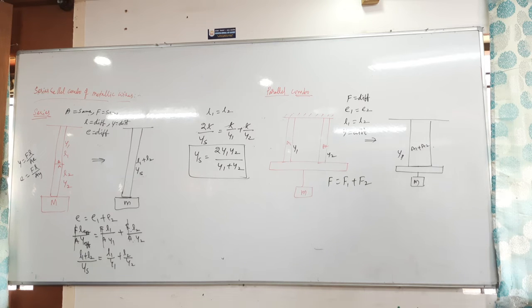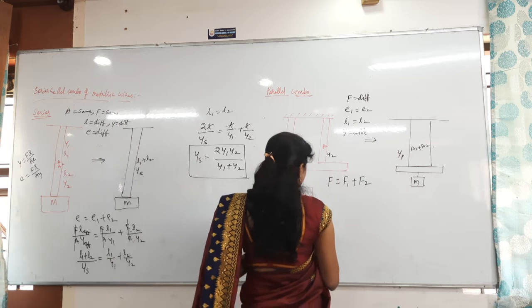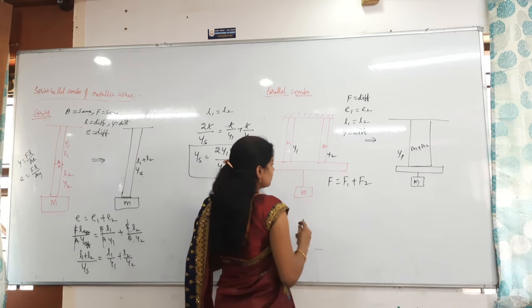Y_p is equal to what? What is the formula? Y1 A1 plus Y2 A2 divided by A1 plus A2. If the areas are the same, you will get (Y1 plus Y2) by 2. That's the correct answer. So here F is equal to F1 plus F2.